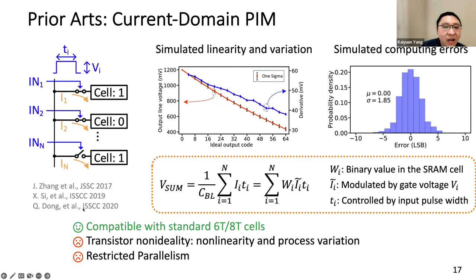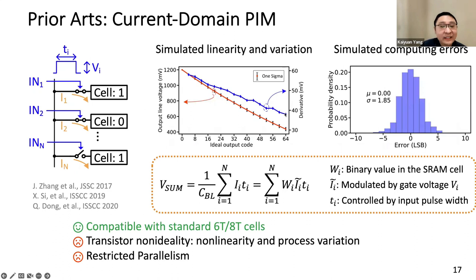However, the challenge with current domain PIM is that as you do this computing, you will be affected by the linearity of this switch. There's no perfect switch that can be made in CMOS technology. So all these switches will have an innate nonlinearity, which means as the voltage on this node changes, the current will also change. The result of that is you get this red curve as the computing results. The x-axis is your ideal computing results. The y-axis is the actual voltage you get on the vertical line. And if you calculate the derivative of this red curve, you can see its slope is actually changing, indicating that it's not perfectly linear.